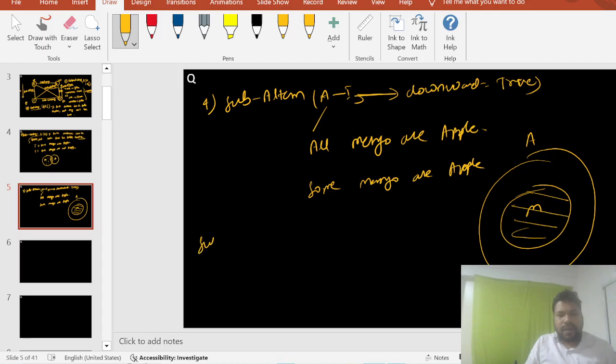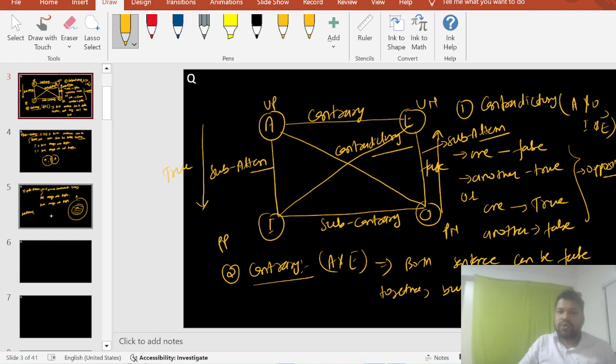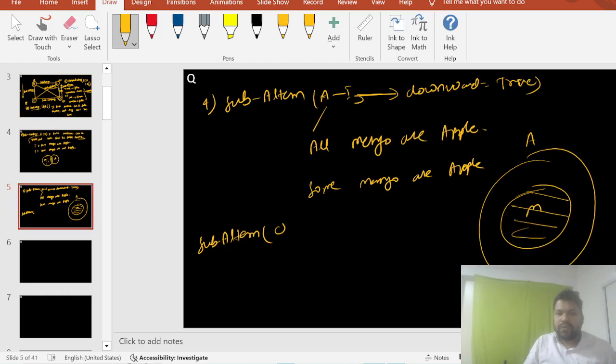Similarly, in a subaltern, if you are going from A to I, next here you can see the diagram O to E. If you are going from O to E, this is called false. False means if you are going upward.